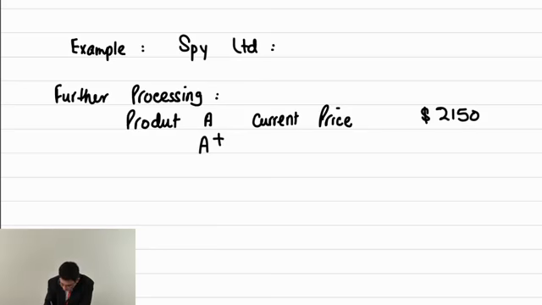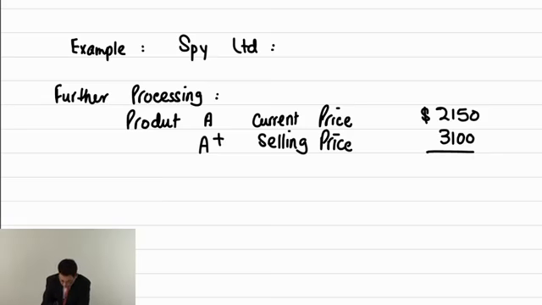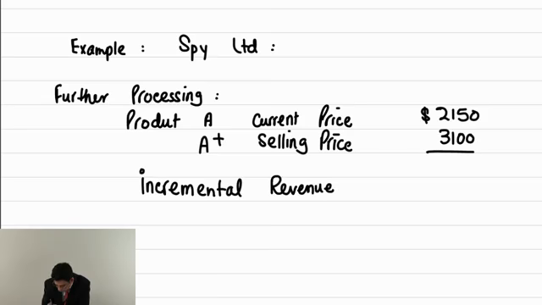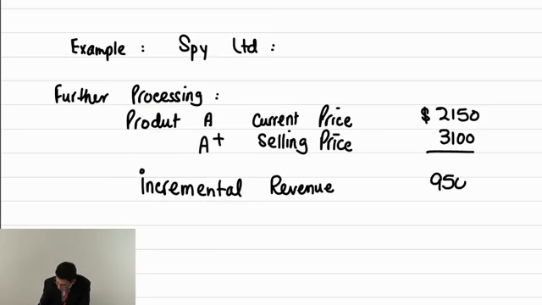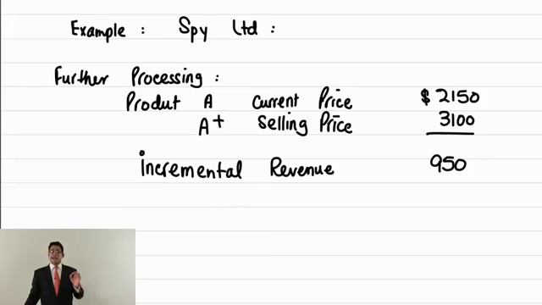Product A plus selling price will be $3,100. So here is the incremental or additional revenue from A plus, which is 3,100 minus 2,150, which is 950. That's the incremental revenue if we convert A to A plus, but this is subject to additional costs.